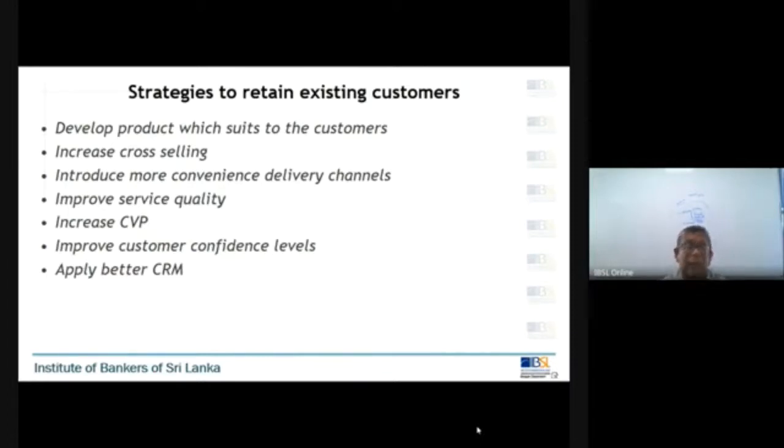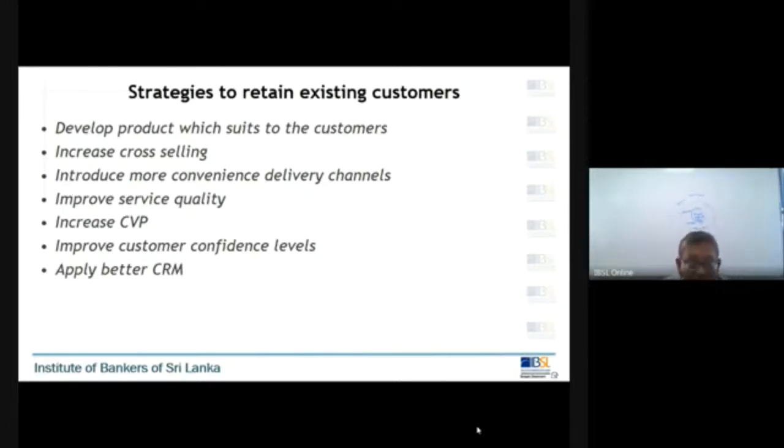First one: develop products which suit customers. Now, why are customers leaving the organization? You need to understand why customers are leaving the organization due to various factors. One factor is why customers are moving to another bank. The first reason, maybe your pricing is not good. What do you mean by your pricing?